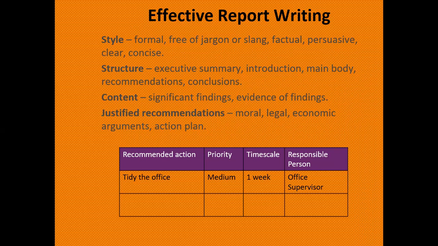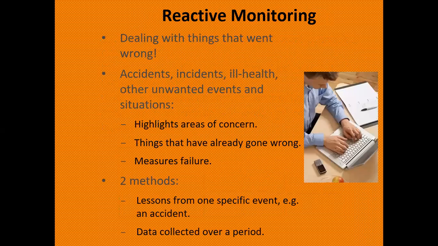So here is an example of a recommendation action for the office. In the office, they find that everywhere there is a mess. The files are scattered here and there. Then they give priority: it's a medium risk. Time scale, 1 week. Who is responsible? The office supervisor. This is a type of workplace inspection.